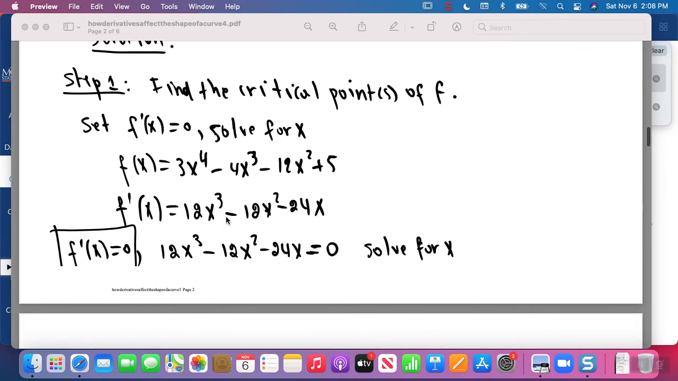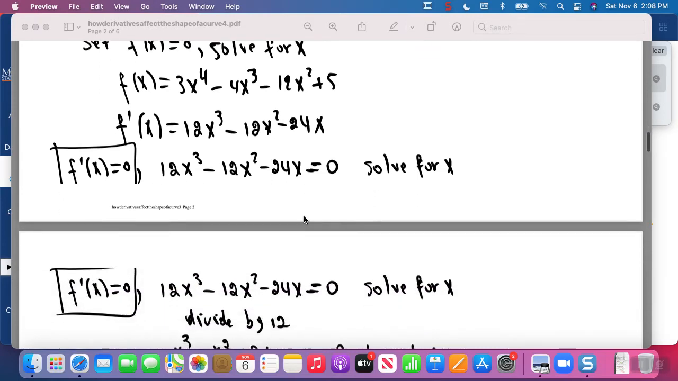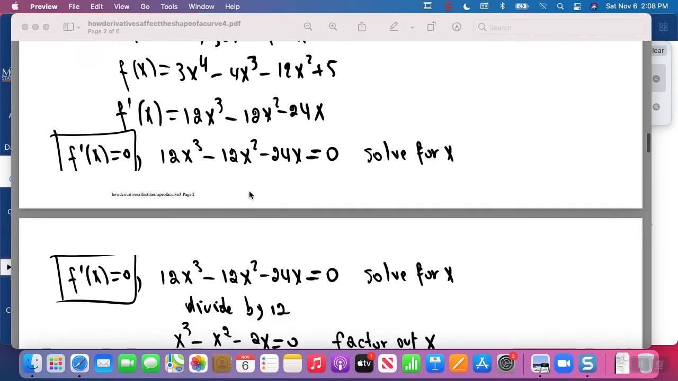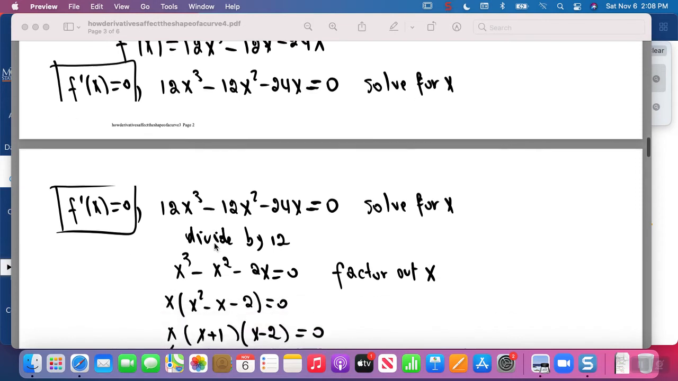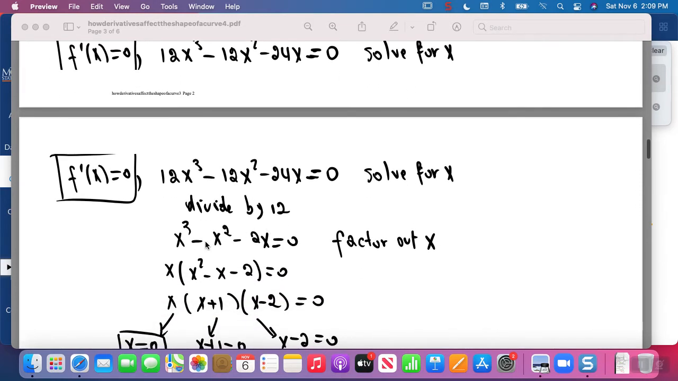We take its first derivative. We set the first derivative equal to 0. So we have this equation. And then we want to solve this equation for x. So as you can see, we can first divide this equation by 12. After dividing it by 12, we get x cubed minus x squared minus 2x equals 0.